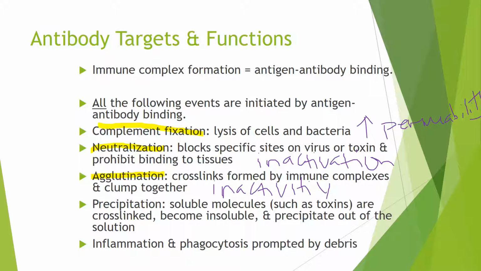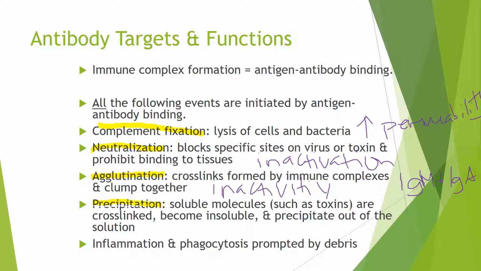And this happens within the bloodstream. So the primary antibodies responsible for this are going to be immunoglobulin M and immunoglobulin A. All right, the next function is precipitation. With this, we have soluble molecules, which are typically toxins, that will be cross-linked to make them insoluble so that they cannot penetrate into our cells.